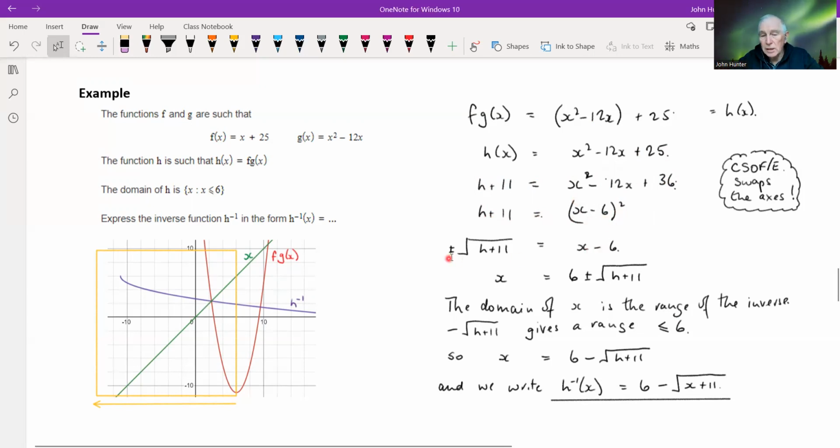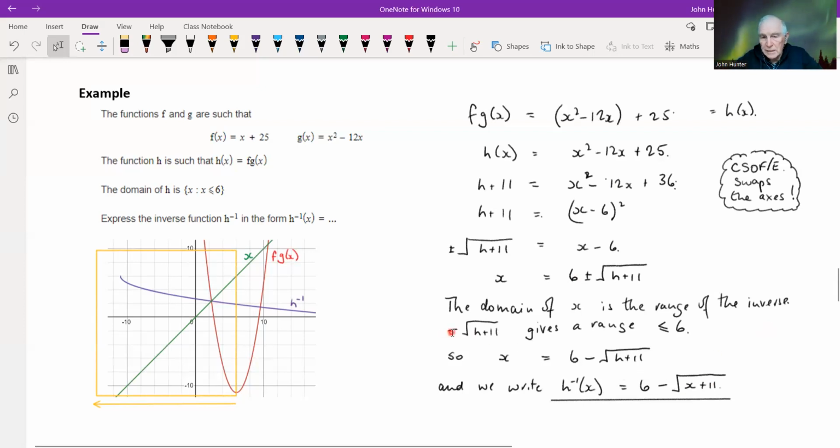And x minus 6 is plus or minus the square root of h plus 11. Okay, so just moving the 6 over to the other side, we've got x equal to 6 plus or minus the square root of h plus 11. Now, we've got plus or minus here, so we just have to think a little bit about this. The domain of x, and this is an important bit, is going to be the range of the inverse. So it's the set of things that can come out of the inverse function.